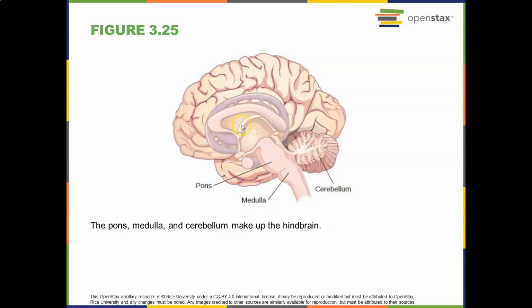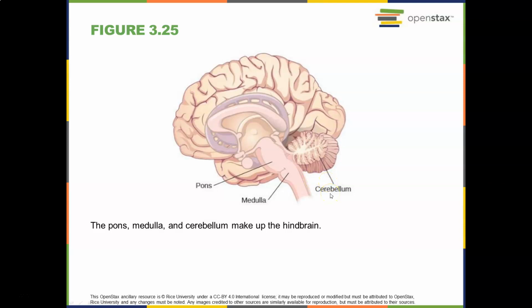Okay, but this right here, the hindbrain, there's three different structures. There's what's called the pons, which is this area. There's the medulla, and then there's what's called the cerebellum, okay? So I'll give you a couple of quick examples.